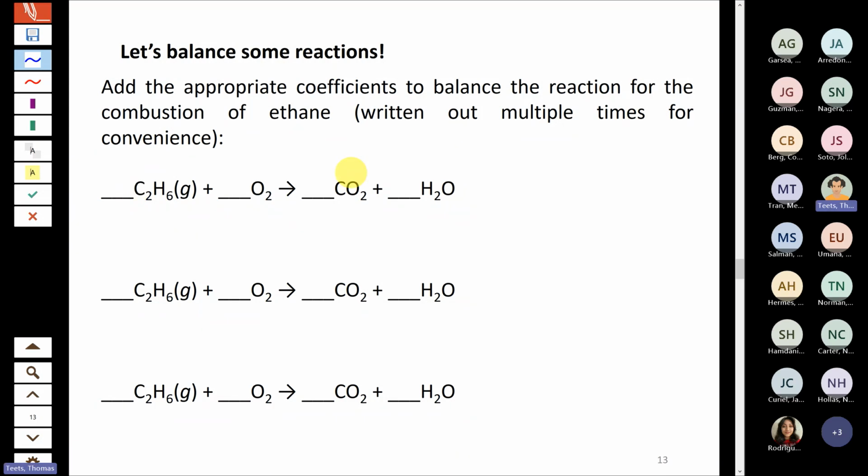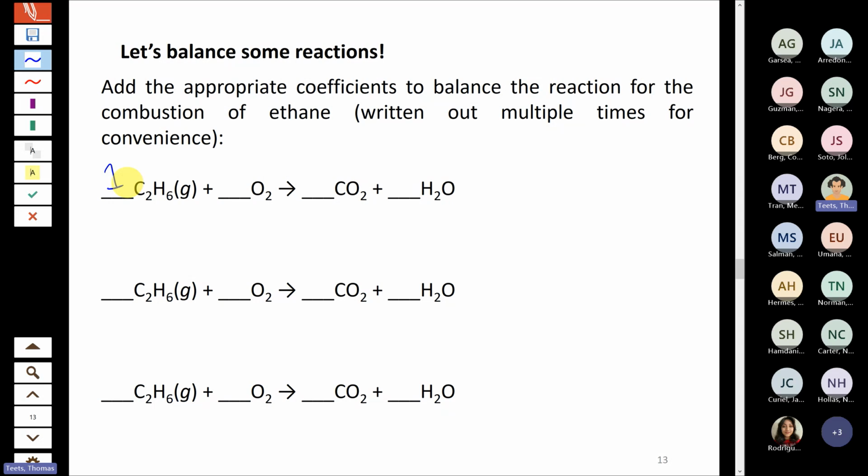So as I said, one good way to start these is to figure out which of the substances is most complex, which one has the most atoms in it. So C2H6 is probably the one that I would set as a coefficient of one. It has only 2 different elements, but there are 8 atoms, C2H6. So that's the one that I'm going to initially set as 1.